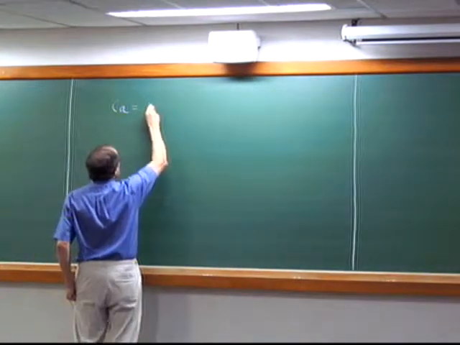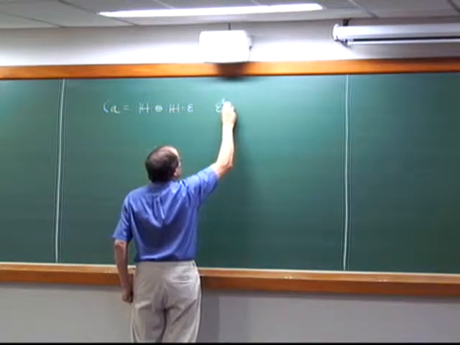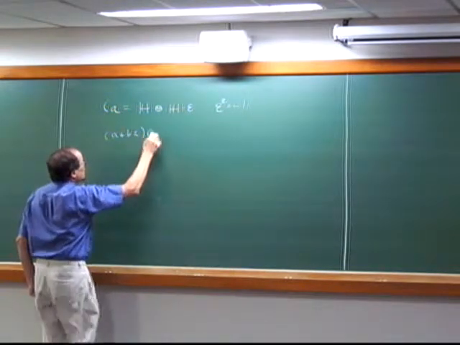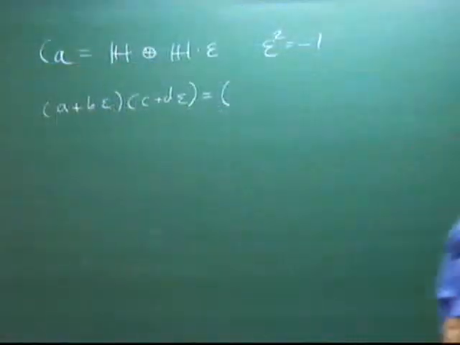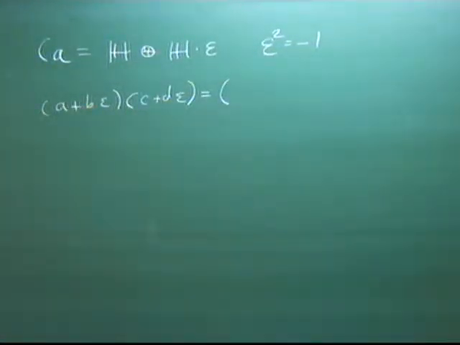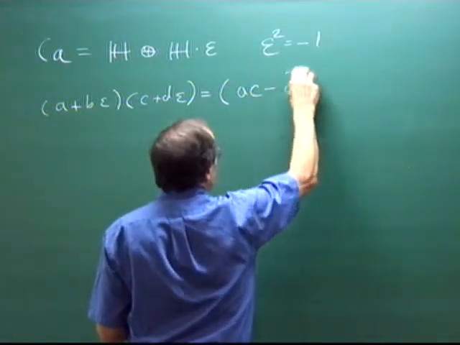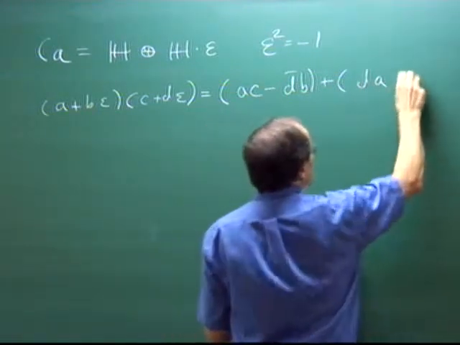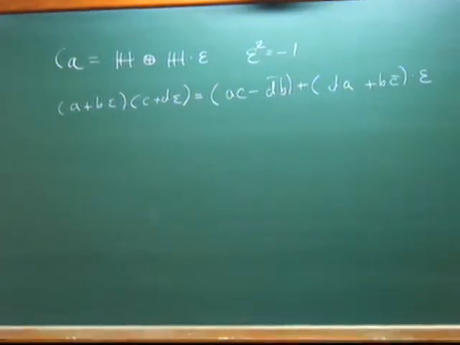So we define multiplication of the Cayley numbers in terms of quaternions by adding an element epsilon whose square is -1, and then we define the multiplication in the right order, because I forget. ac minus d bar b plus dA plus bc bar epsilon. Okay, so that was a multiplication.